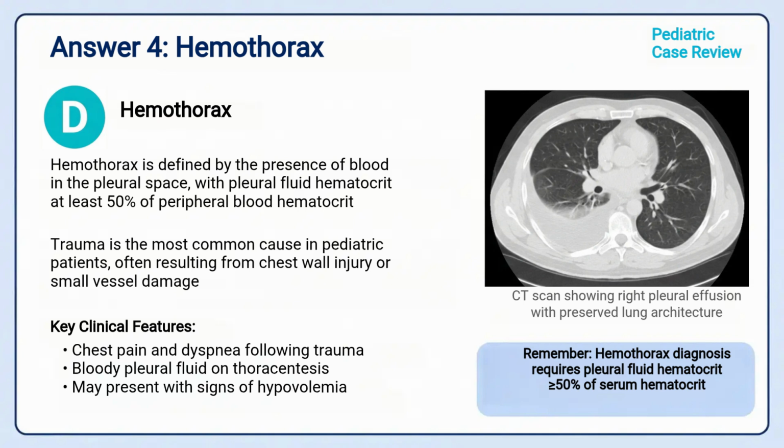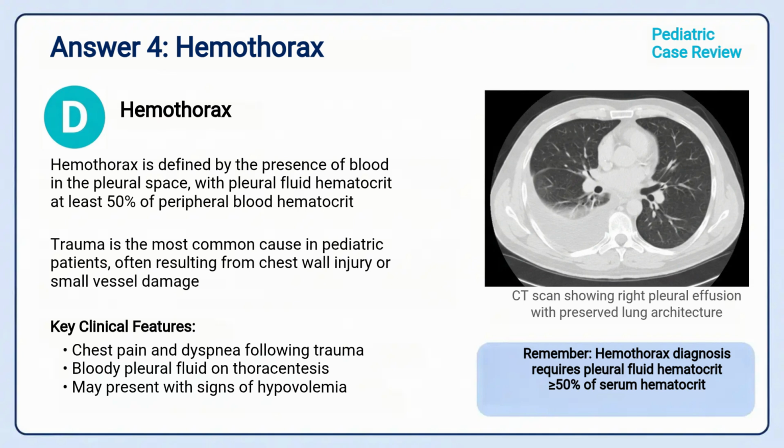Trauma is the most common cause in pediatric patients, often resulting from chest wall injury or small vessel damage. The key clinical features are chest pain and shortness of breath following trauma, bloody pleural fluid on thoracentesis, and potentially signs of hypovolemia in severe cases.